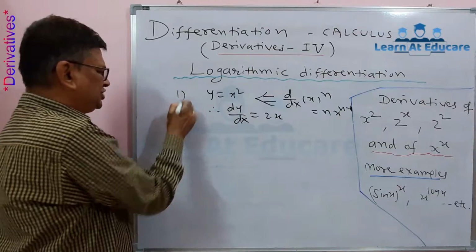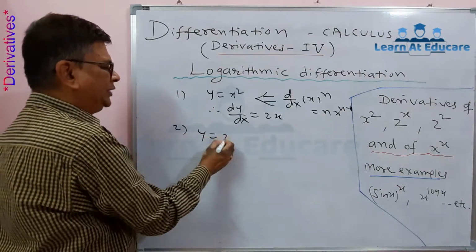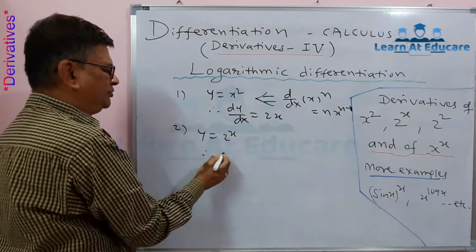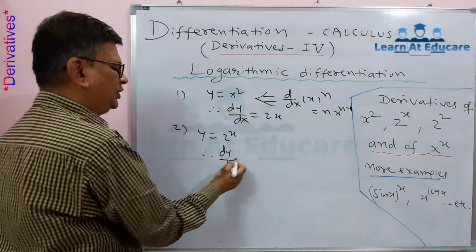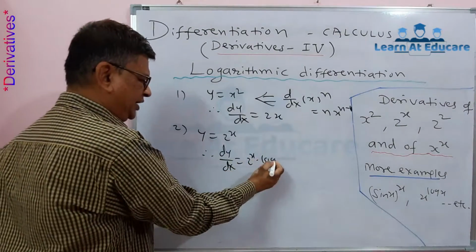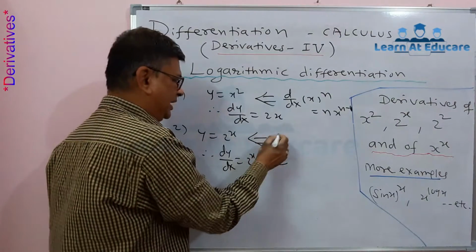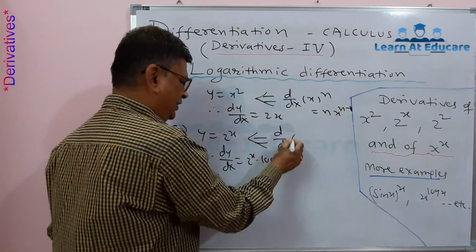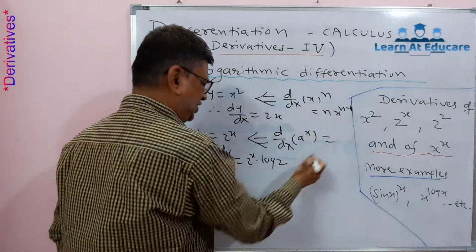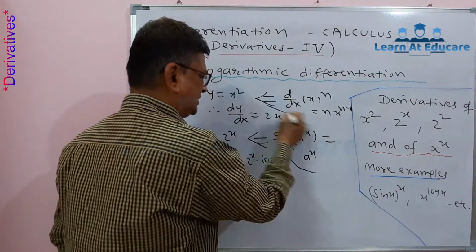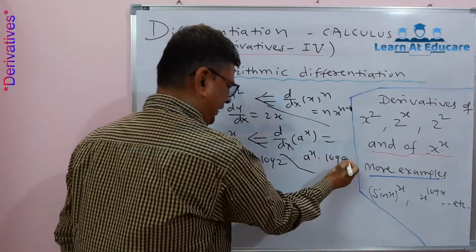Now the second example: if y equal to 2 raised to x, then dy by dx will be equal to 2 raised to x into log 2. How does this come? This comes from the formula d by dx of a raised to x is equal to a raised to x into log a.